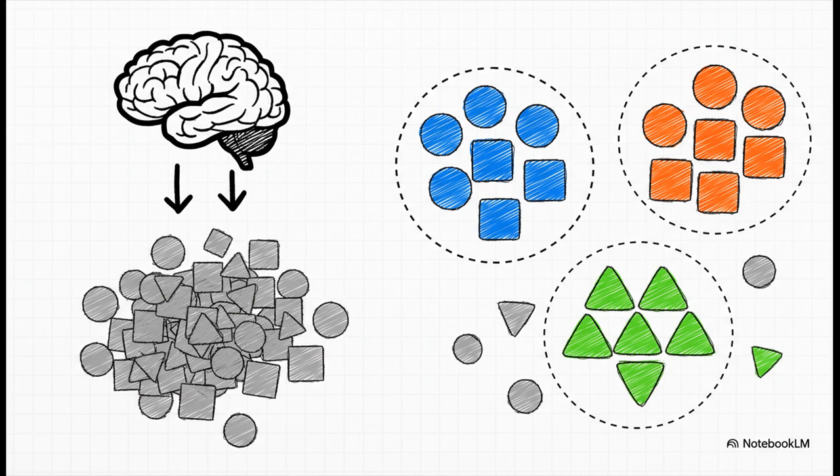Well, the answer is a technique called clustering. Now, unlike a lot of other methods, clustering is what we call unsupervised. That means it doesn't need any pre-labeled data to work. It just dives in on its own to find these hidden structures, grouping similar things together automatically. It's pretty much the secret sauce behind a ton of the personalization you see every single day.